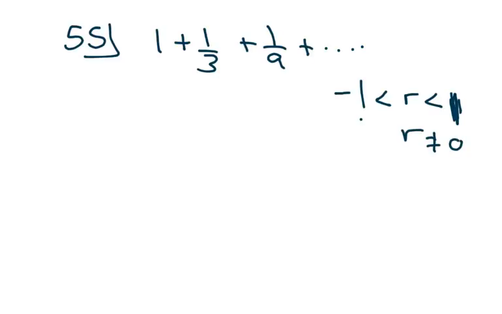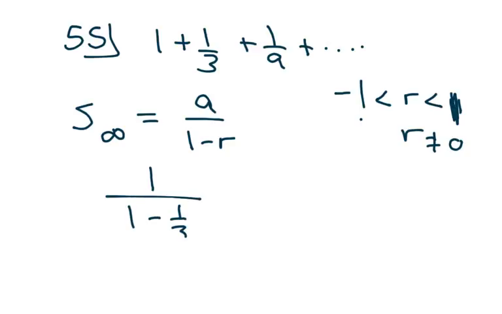So basically, it's a proper fraction, and we're going to use our simple formula for 55. The simple formula for the sum of the infinite geometric series is a over 1 minus r. So the sum is going to be a is 1 over 1 minus 1/3, which equals 1 over 2/3, which equals 3/2. Very simple.